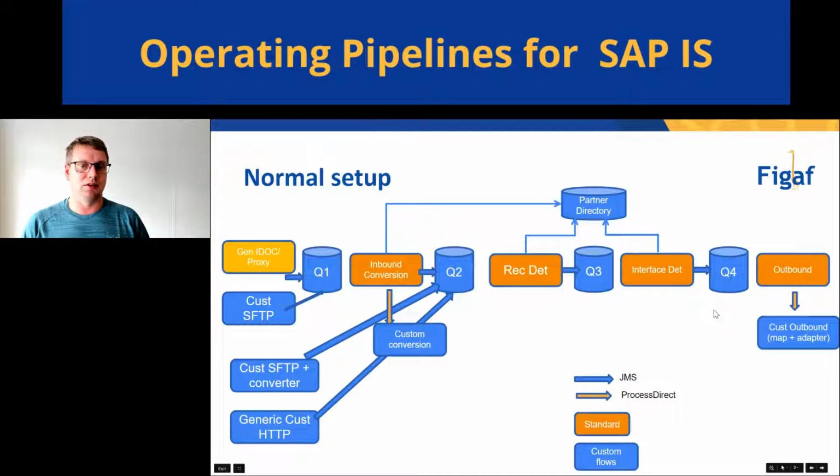So if the message is failing after 3 attempts, it would be put into the queue again, and then it will be retried every 5 minutes until it has reached the maximum retry time. And this is just a simple way of handling these things. In a lot of scenarios, you could probably just go from Q1 to the interface determination and then do the outbound conversion here.